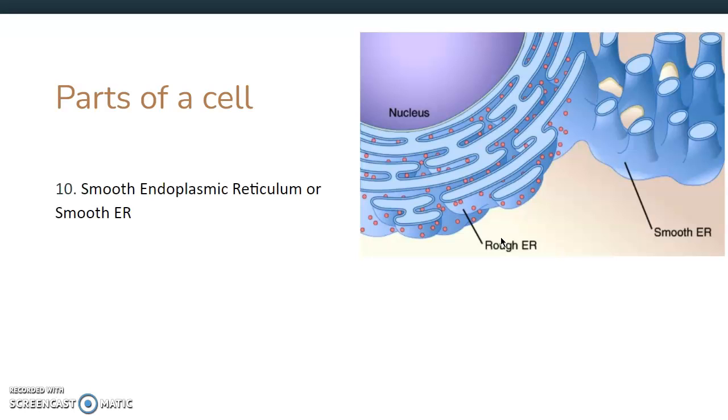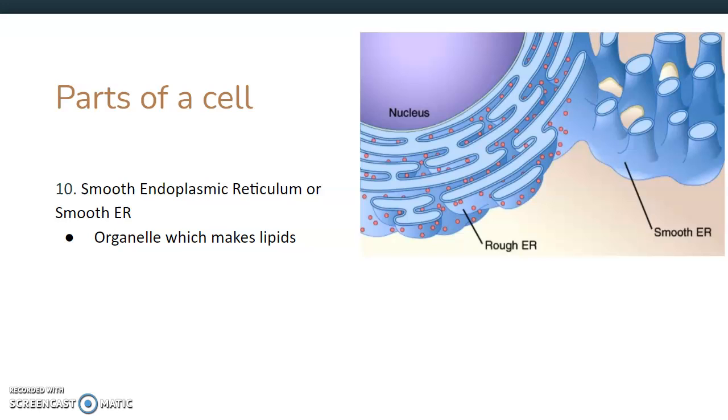Alright, so now we have our smooth endoplasmic reticulum on the right, or smooth ER. Endoplasmic reticulum is a long word, so we usually just say smooth ER. This is the organelle which makes lipids. So we talked about lipids being important for our cell membrane. It's also important for all the membranes within the cell to create these individual little barriers.